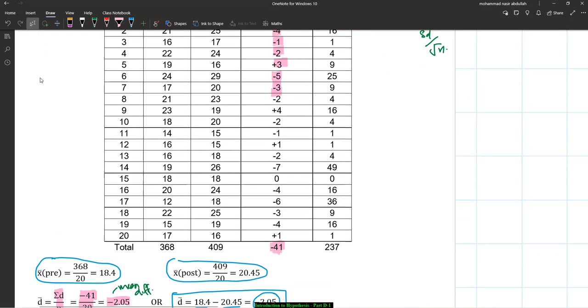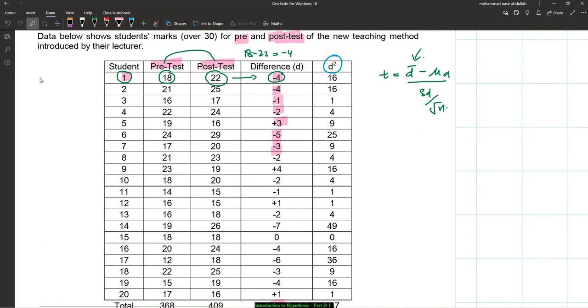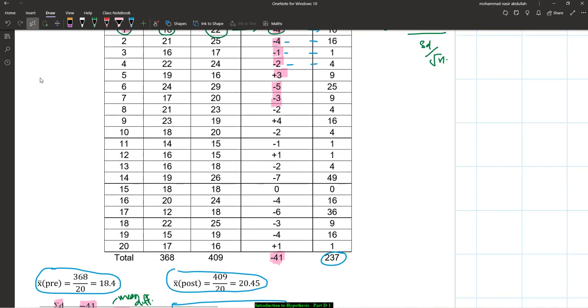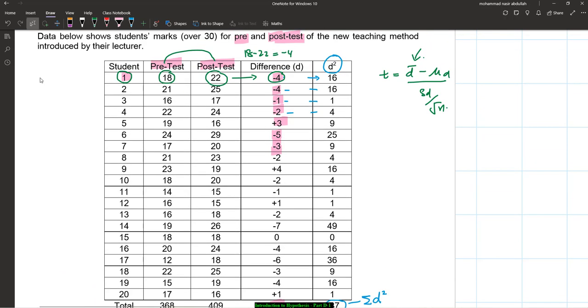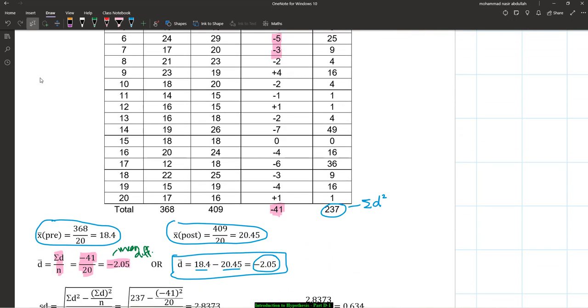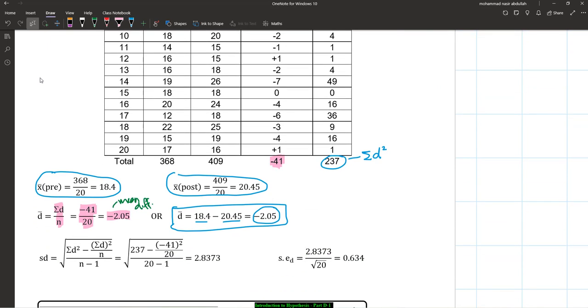So next we need to calculate the d squared, right? D squared is the square of each difference. That means negative 4 squared is equal to 16. Negative 1 squared equals 1. Negative 2 squared equals 4, and so on. And then we need the summation of d squared, meaning the summation of all d squared will be 1237. So from this summation of d squared, we will calculate the standard deviation of the difference.